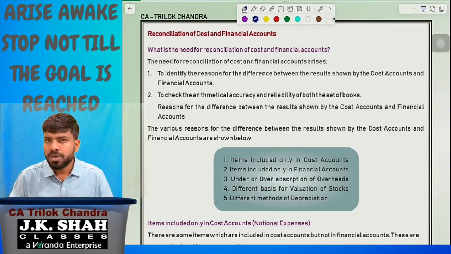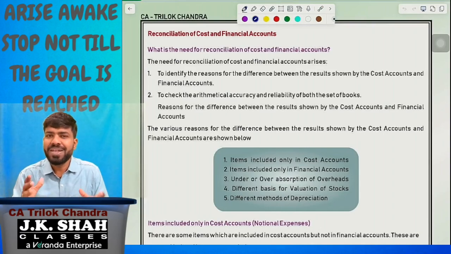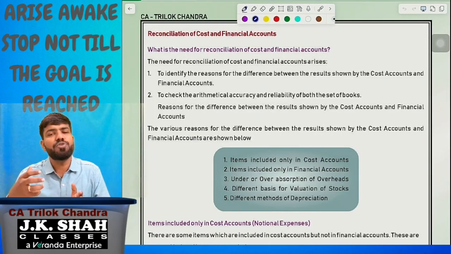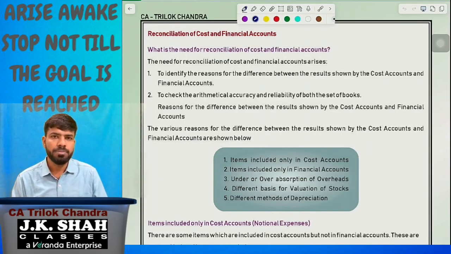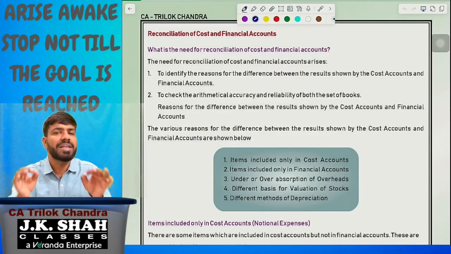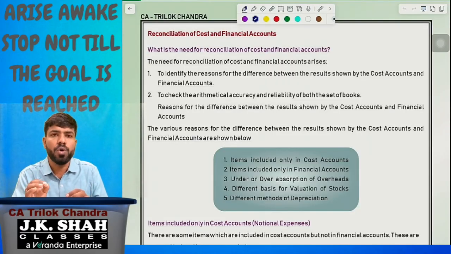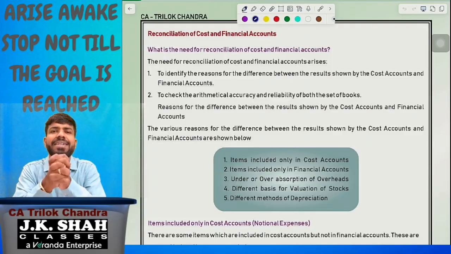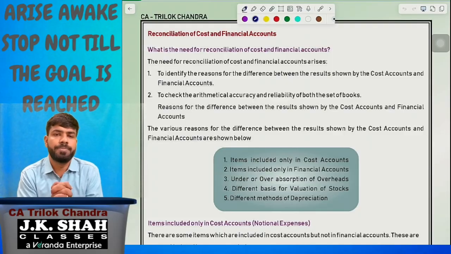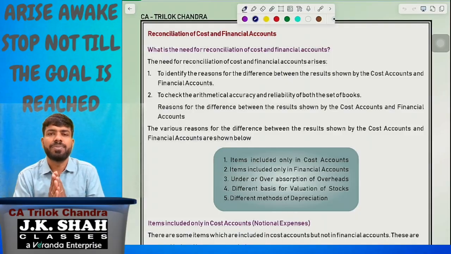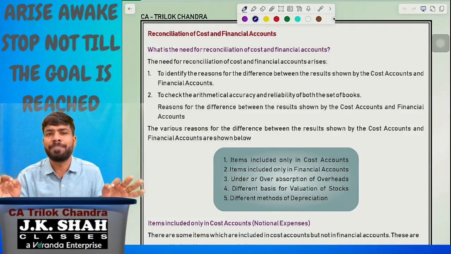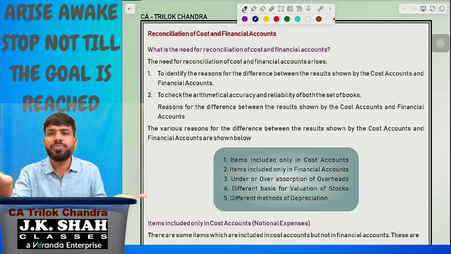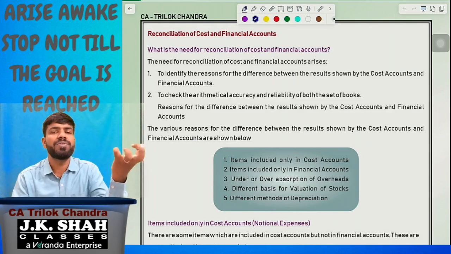We all know that there are a few companies which have to maintain cost books, so obviously they have to maintain financial books also. This reconciliation will come into the picture when they follow a non-integrated system. In case of an integrated system, both the books will be clubbed, and there is no requirement of reconciliation. In a non-integrated system, we have to maintain cost books separately and financial books separately. Cost books will give the cost profit and financial books will give the financial profit.